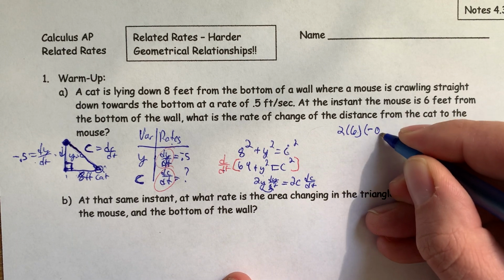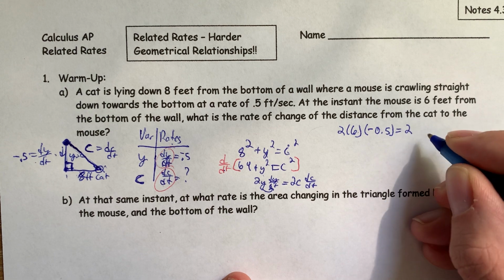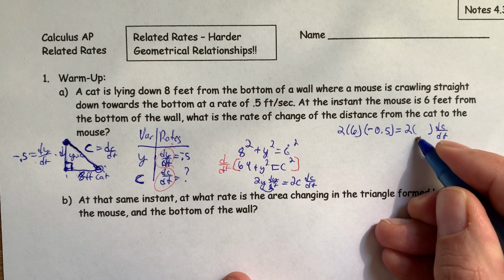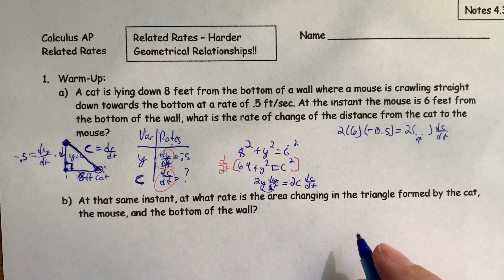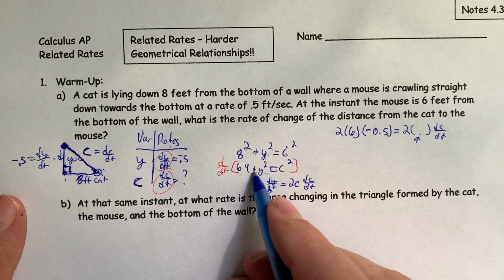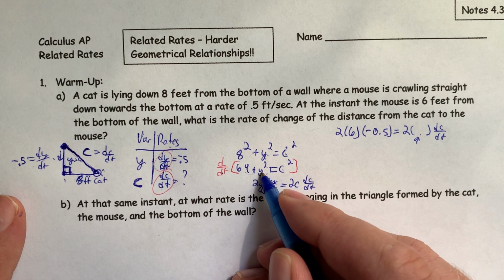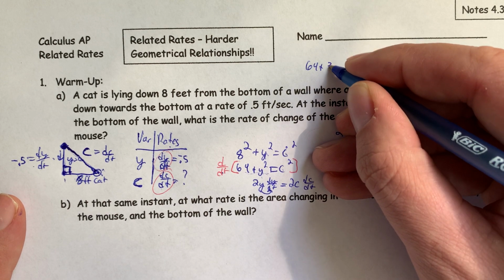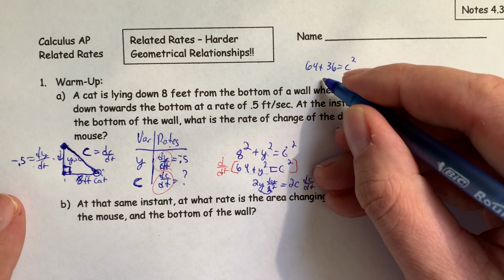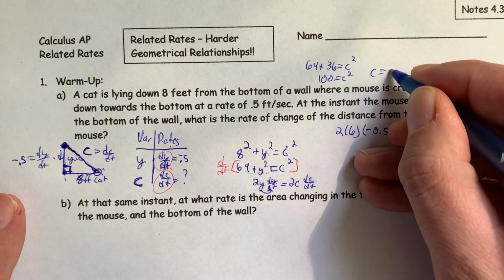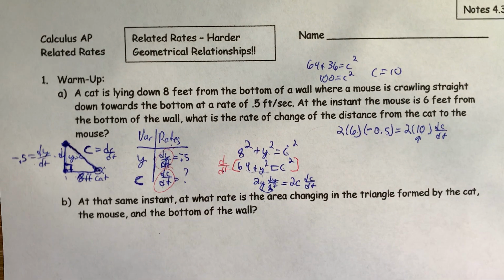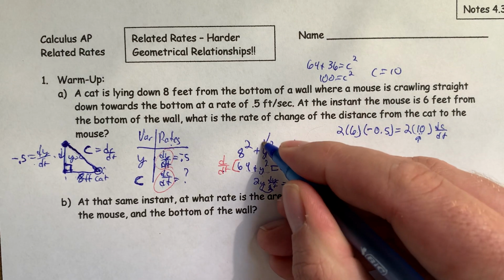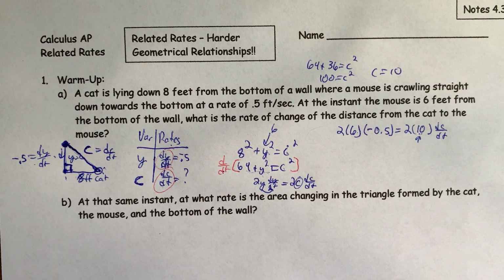dy/dt is negative 0.5, so negative 0.5 equals 2 times 6 times... wait, we need a number here because we need to solve for dc/dt. So we need to know what c is, but it didn't tell us. So remember, we can always go back to the original relationship between y and c, and since we know y is 6, we get 64 plus 6 squared, which is 36, equals c squared. So c is 10. So we'll plug in 10 for c. We had to solve for that by plugging in 6 for y to find what c was at that instant.